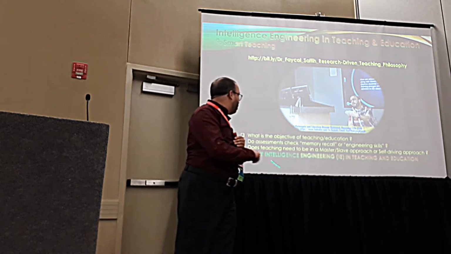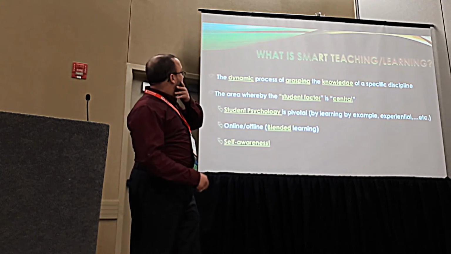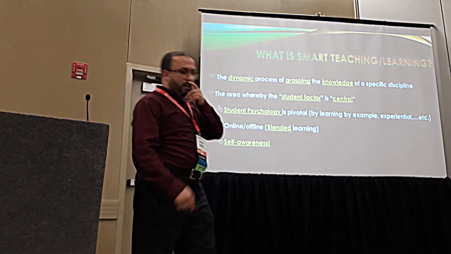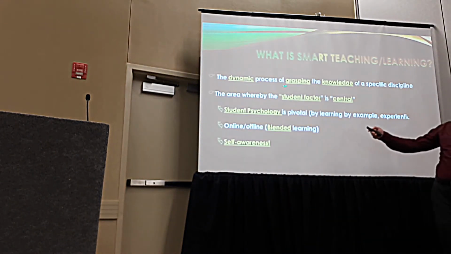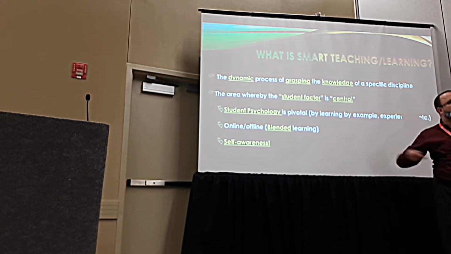So this is a necessity. We really need to implement intelligence in teaching. How we do that is a very interesting question to answer. So, what is smart teaching or learning? I define smart teaching and learning as the dynamic process of grasping knowledge. Dynamic means it's not one flow, it's not one direction.